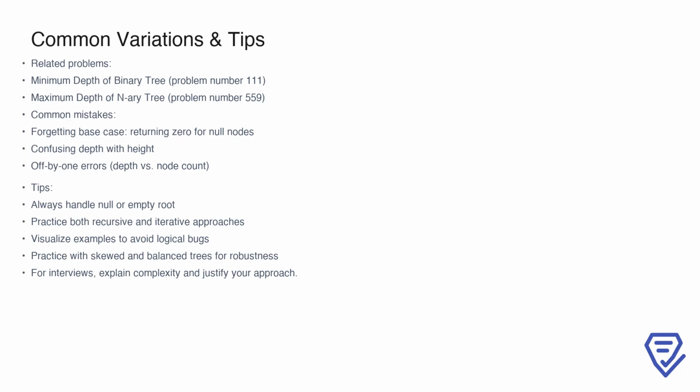Some related problems include minimum depth of binary tree and maximum depth of N-ary tree. Common mistakes are forgetting to check for a null root, or confusing the concept of tree depth with tree height, or making off-by-one mistakes, such as not including the root in your depth count. To avoid errors, always test your solution with empty trees, single-node trees, balanced, and skewed trees. Practicing both recursive and iterative solutions will make you flexible and ready for interview follow-up questions. Remember to always be ready to discuss the time and space complexity of each approach, and use visualization when explaining your thought process to interviewers.